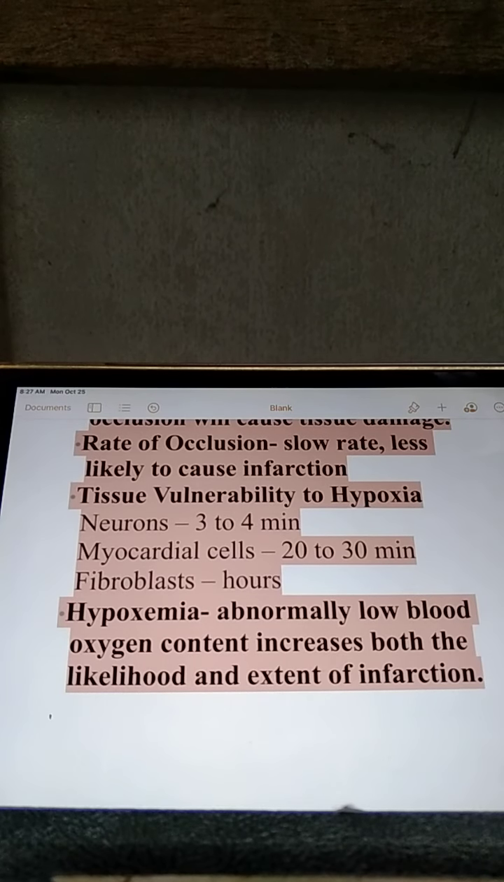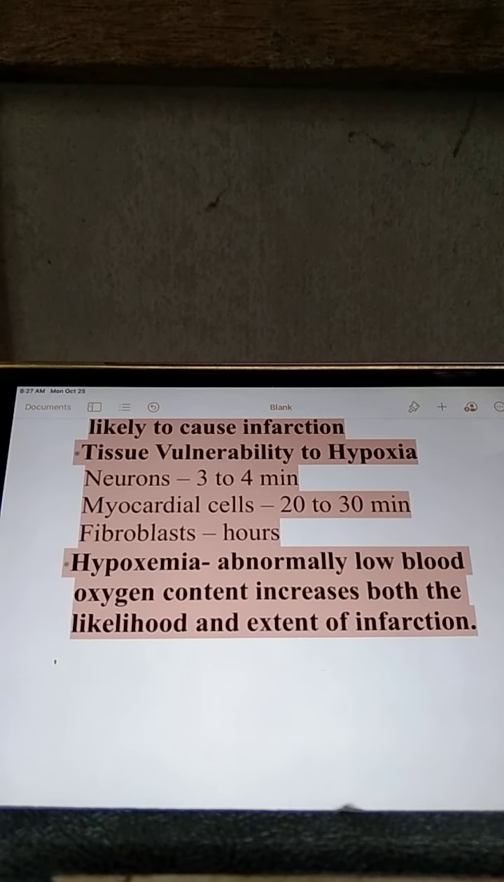Myocardial cells, 20 to 30 minutes. These are hardier than neurons but also quite sensitive, and die after 20 to 30 minutes of ischemia. Fibroblasts, hours. Fibroblasts within the myocardium remain viable even after many hours of ischemia.